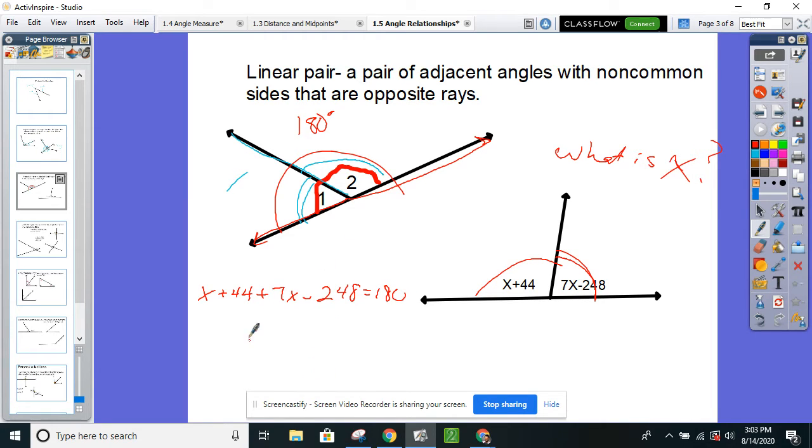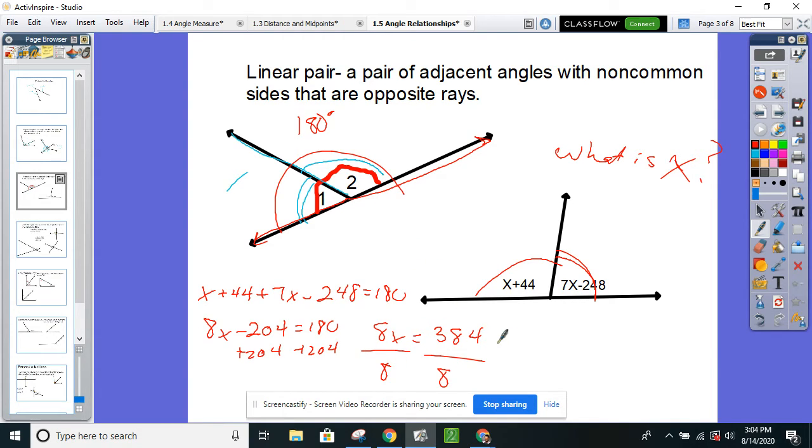All right, let's do a little bit of math. So x plus 7x equals 8x. 44 minus 248 equals negative 204. That equals 180. And then we add 204, because we've got to get x by itself. So plus 204, we get 8x equals 384. And then you divide by 8.